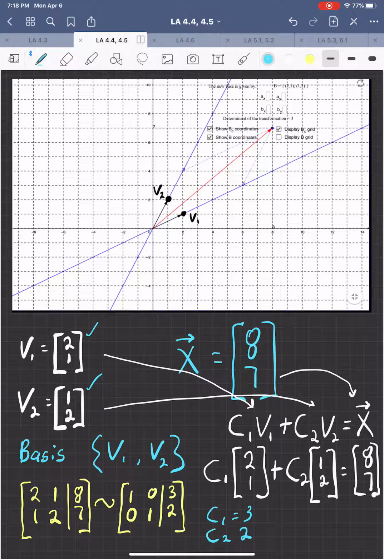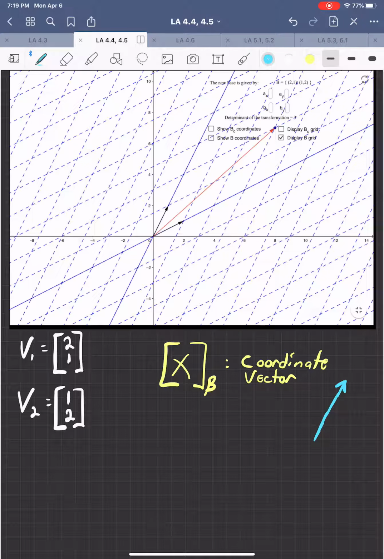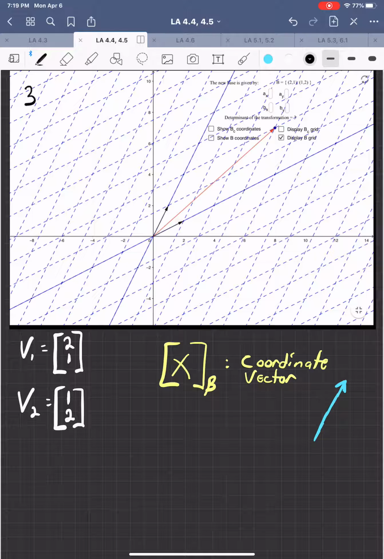But now I'm going to go to the next page. So c sub 1 is equal to 3 and c sub 2 is equal to 2. On this next page, I'm going to rewrite this vector equation, but now I'm going to put a 3 here and a 2 here. Ready? Let's go ahead and write it. So this is going to be 3 v sub 1 plus 2 v sub 2 is how we get to the vector 8, 7. And here it is. This is what we need.